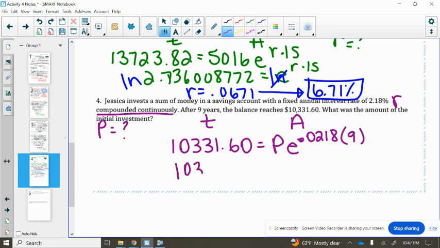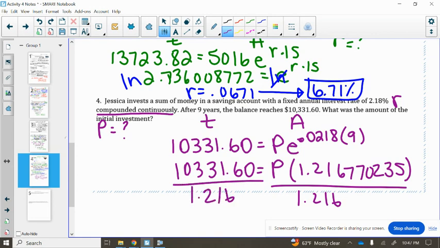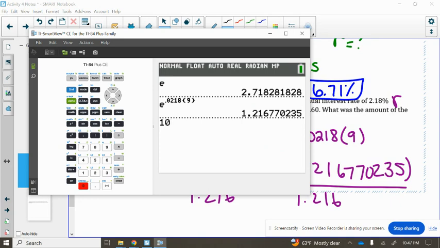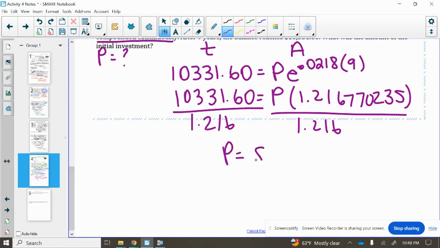About 1.216. So what's happening then to get my p-value by itself, because this officially is a number, I was able to type into the calculator, I can now divide both sides by that value to get my final principal value. So I could take 10,331.60 and divide it by that 1.21 value. We get right at $8,491 as our principal.